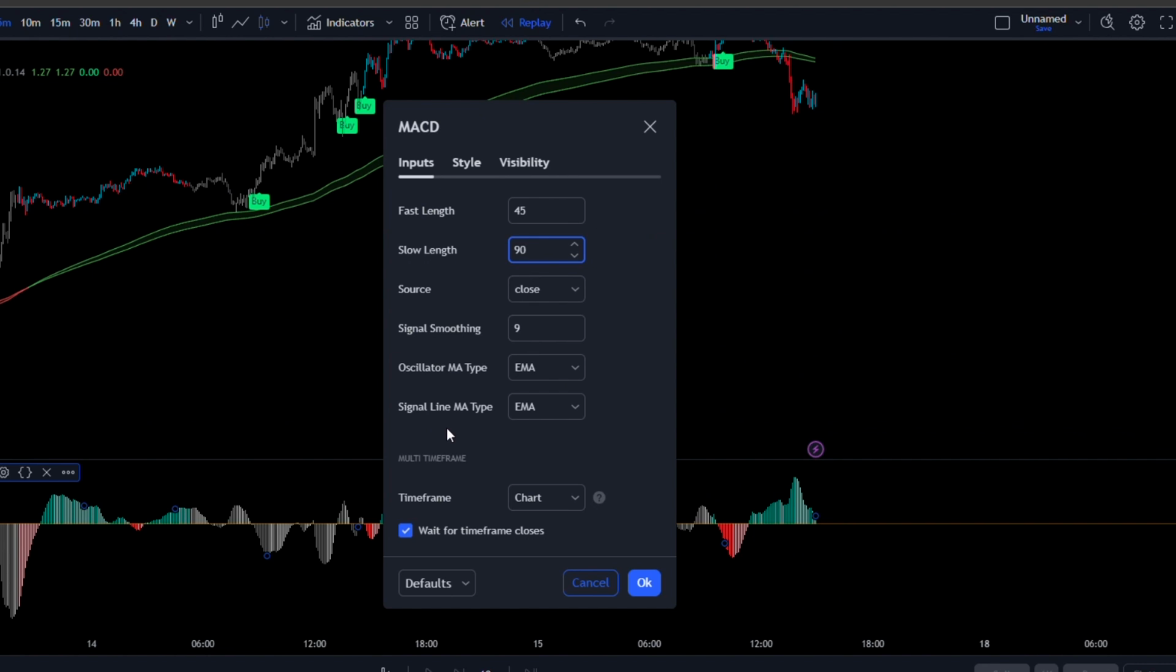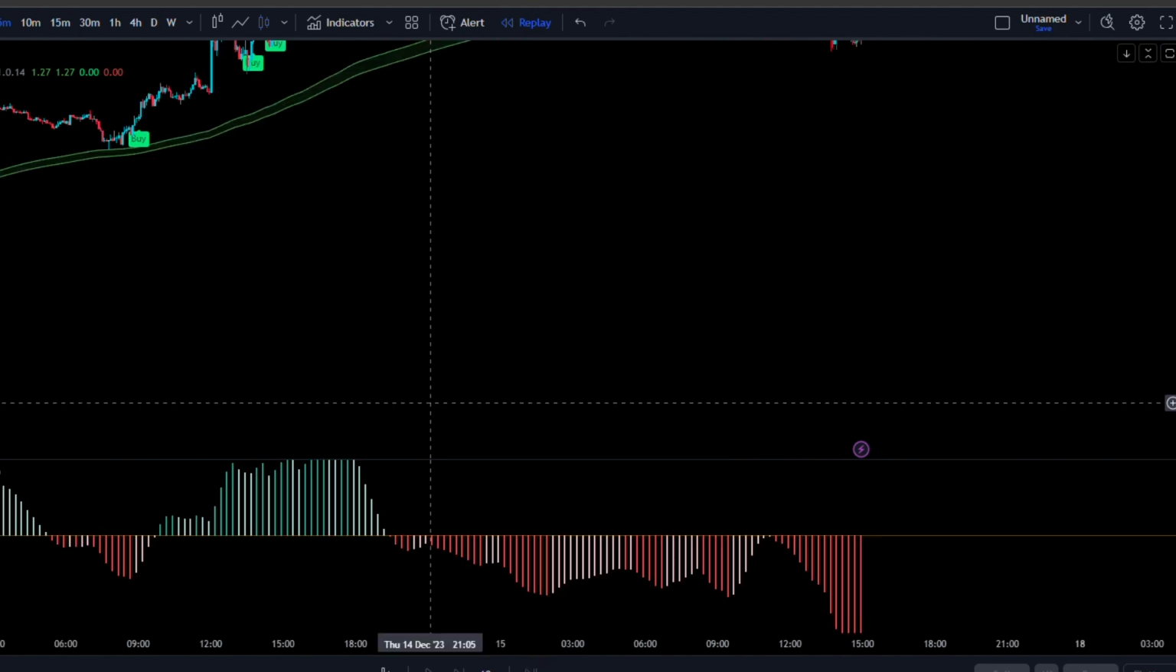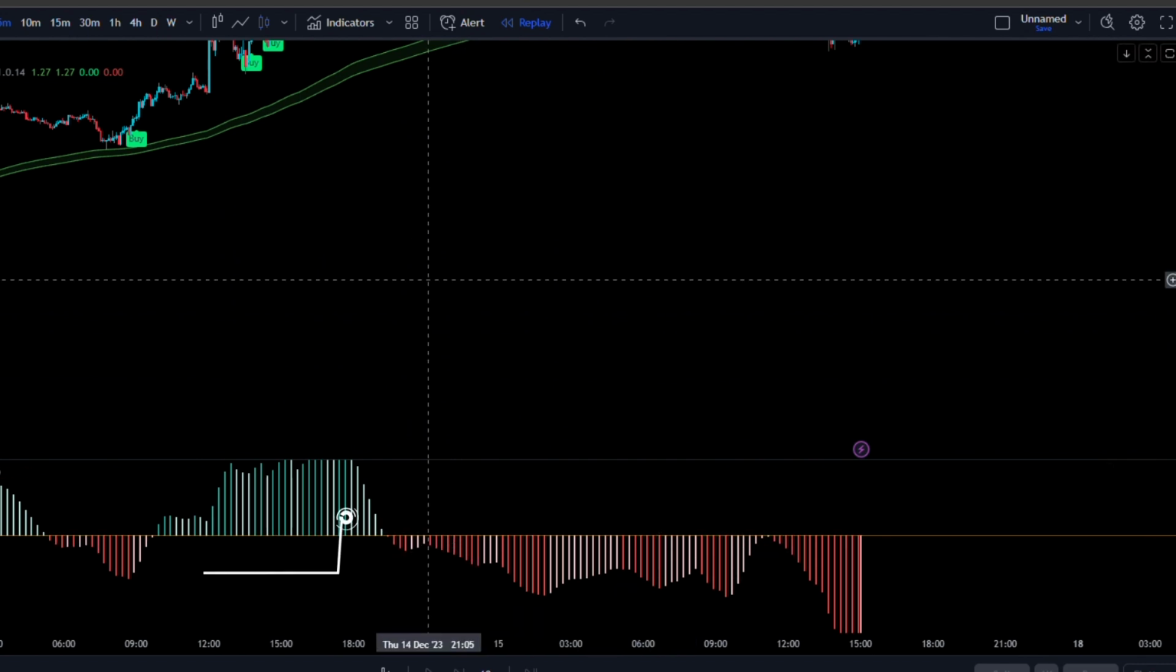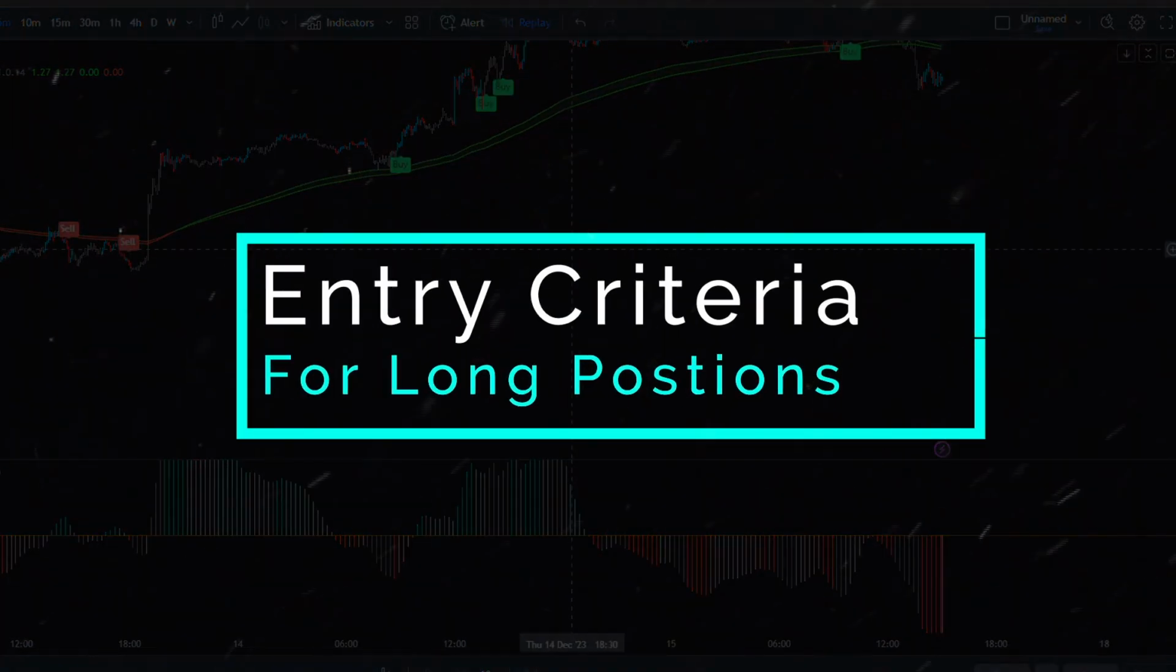Now let's go to inputs, change the fast length to 45 and change the slow length to 90. Then we're also going to change the signal line MA type from EMA to SMA and the time frame chart to 15 minutes. Okay, so in this strategy, there's going to be our entry confirmation. It's going to be printing red to confirm the sell signal, and it's also going to be printing green to confirm the buy signal. So now let's go over the entry criteria.